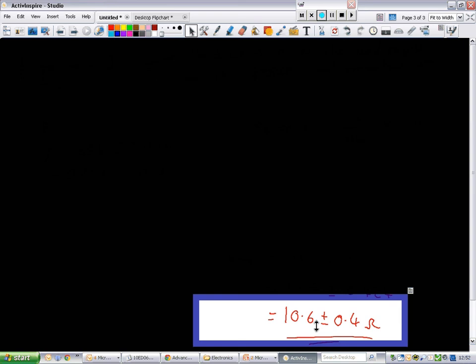So that's the procedure that we follow if we've maybe not got repeated results, but if we've got a couple of values and we're doing a calculation, then we calculate the percentage error, figure out which one has the largest percentage, and then use that in our final answer to give an uncertainty.